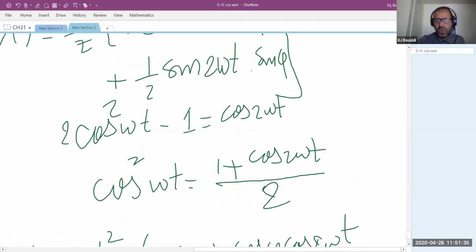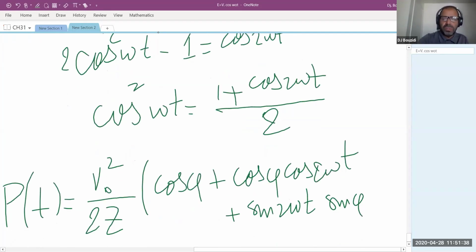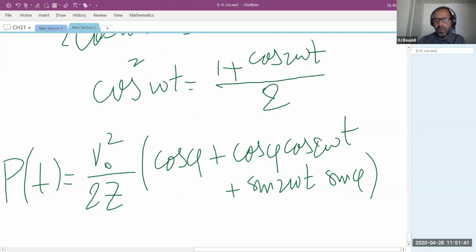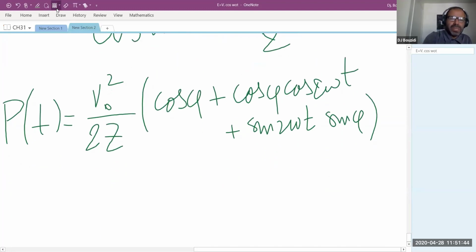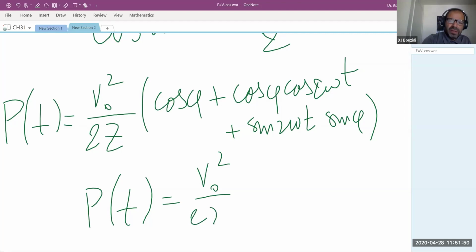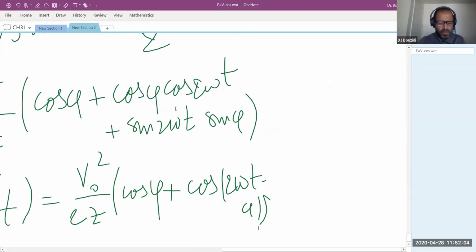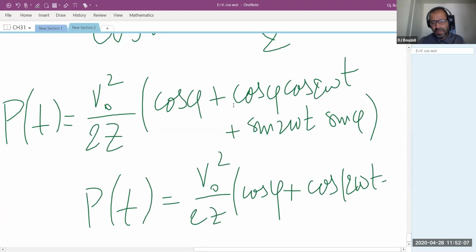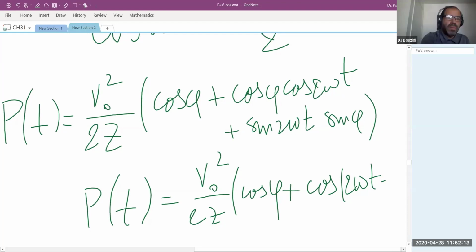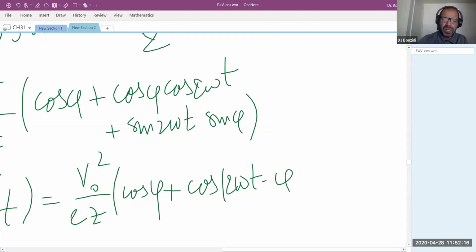The last two terms add up to cosine of the difference of the two angles, basically. So that's also another trig identity. So at the end, the power looks like this. P of t is V naught squared over 2Z times cosine of phi, that is by itself, plus cosine of 2 omega t minus phi. Minus phi, I'm sorry. I needed some more real estate in here.